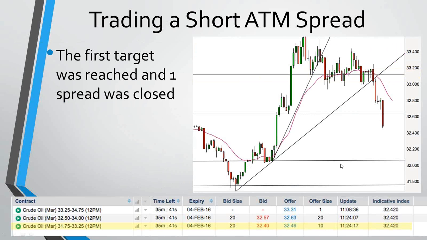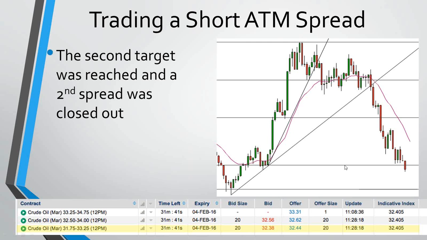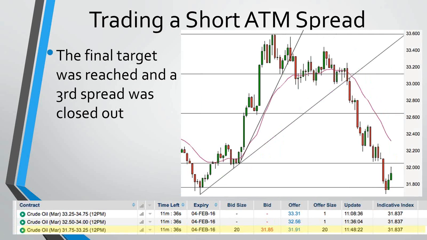So the first target was reached and one spread was closed. We exited one spread after the first one was reached. The second target was reached and the second spread was closed out. And the final target was reached and the third spread was closed out.